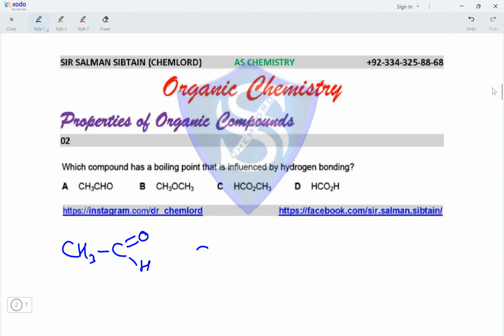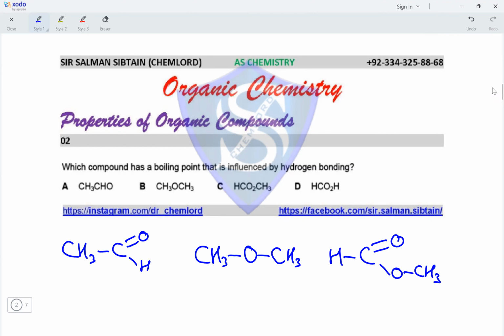B is an ether with a CH3 group bonded to an oxygen atom bonded to another CH3 group. This is a non-polar molecule and will have London's dispersion forces present between its molecules. C is an ester because you've got H, C double bond O, single bond O, and CH3. This would also have permanent dipole-dipole attractions present between the molecules.